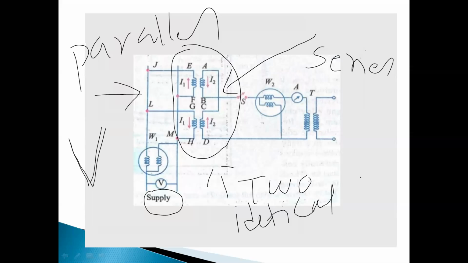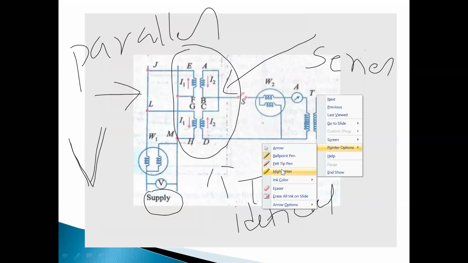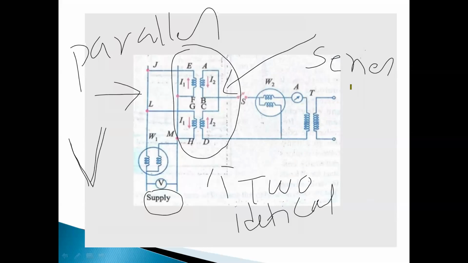So we give supply with the help of some other transformer. This is actually the supply system that is kept for giving supply. So we apply rated voltage on the primary side and rated current on the secondary side.